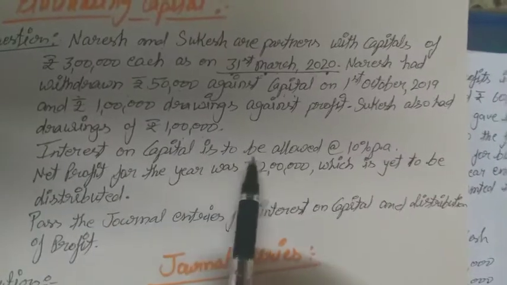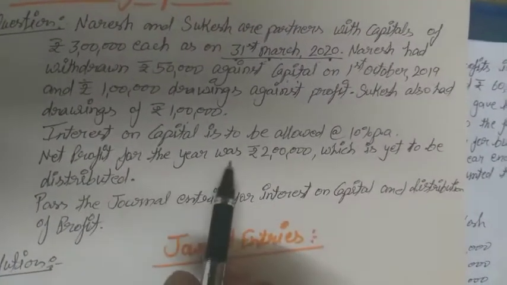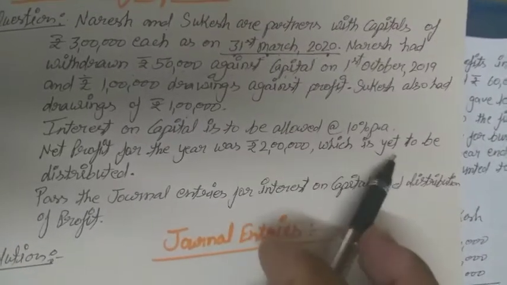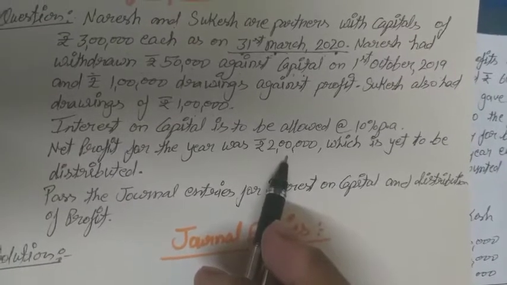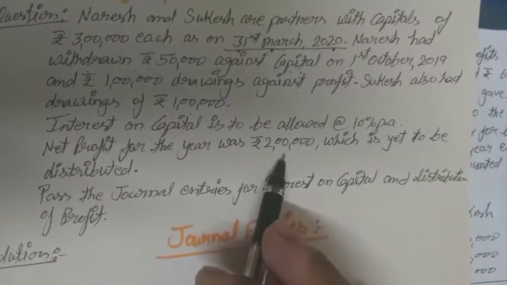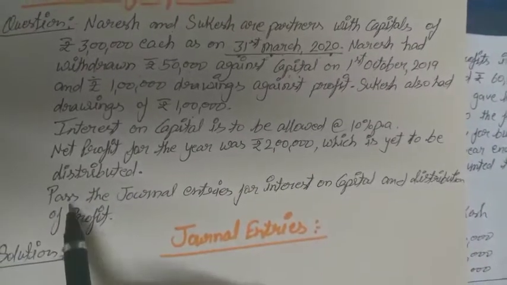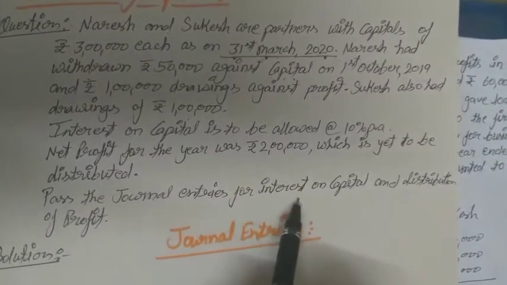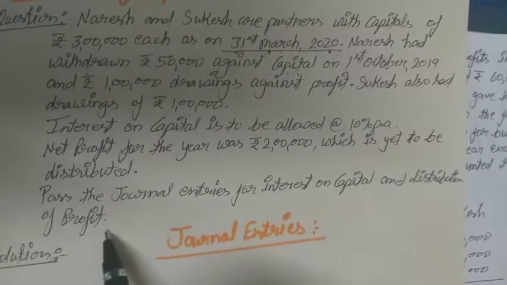Interest on capital is to be allowed at the rate of 10% per annum. Net profit for the year was rupees 2 lakh, which is yet to be distributed. It means this 2 lakh of rupees is still not distributed among the partners. Now pass the journal entries for interest on capital and the distribution of profits.